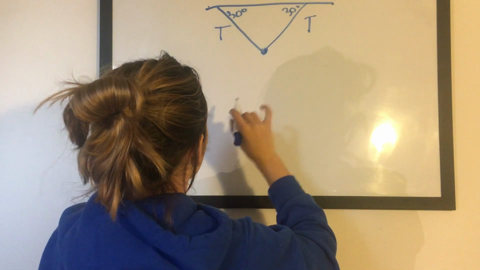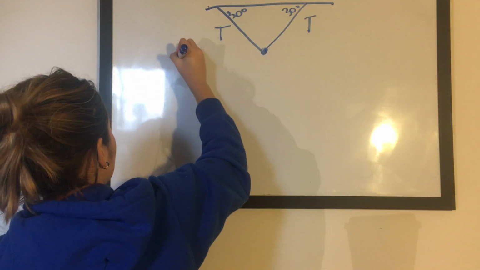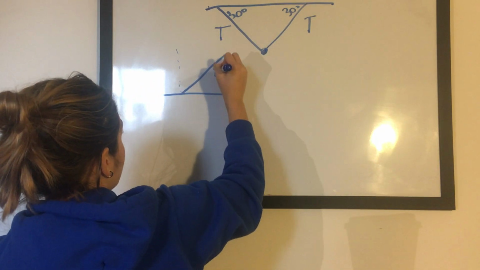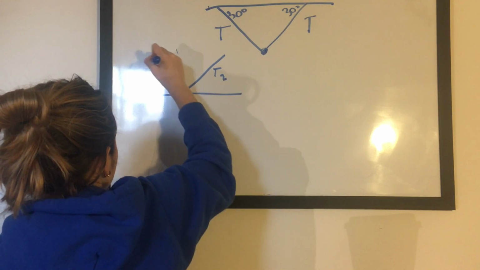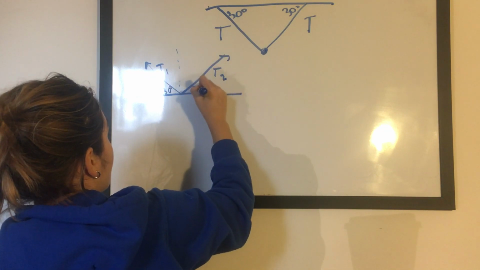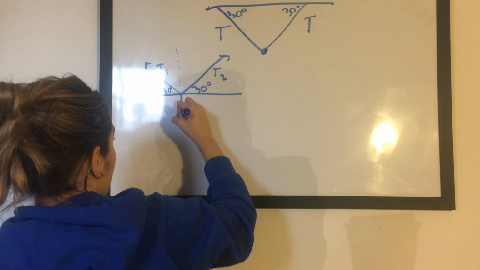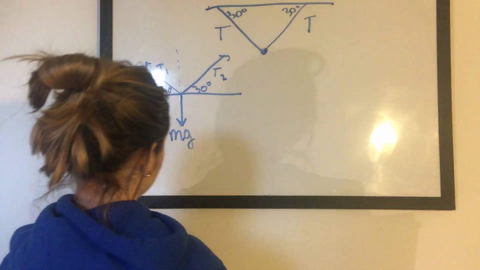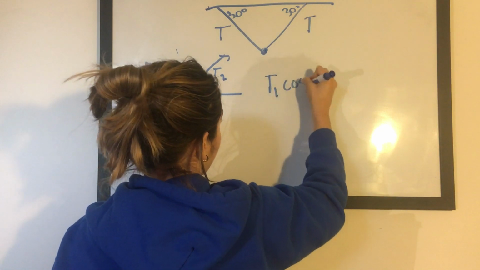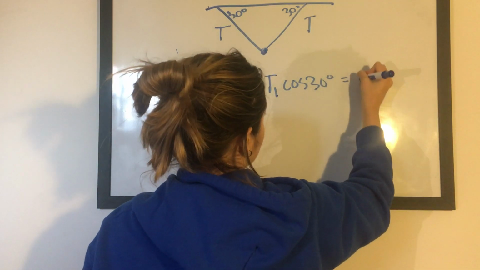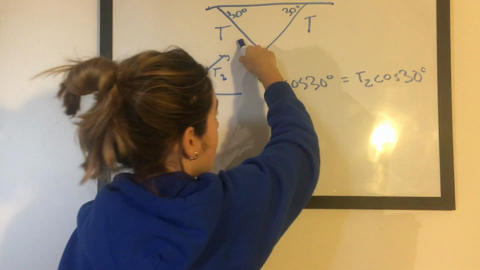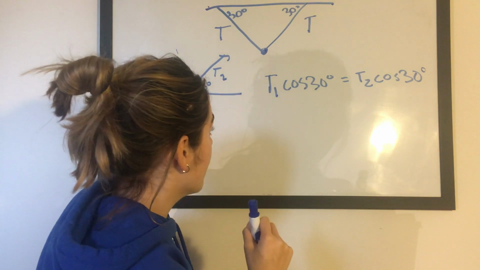First I'm going to draw a free body diagram. We've got our axes here. We've got T1, or T2, let's put T1 here. Angles of 30 degrees, with our net force coming down, which is mg. So we know that T1 cosine of 30 degrees is going to be equal to T2 cosine of 30 degrees, because we know from the diagram that T1 and T2 are equal to one another.